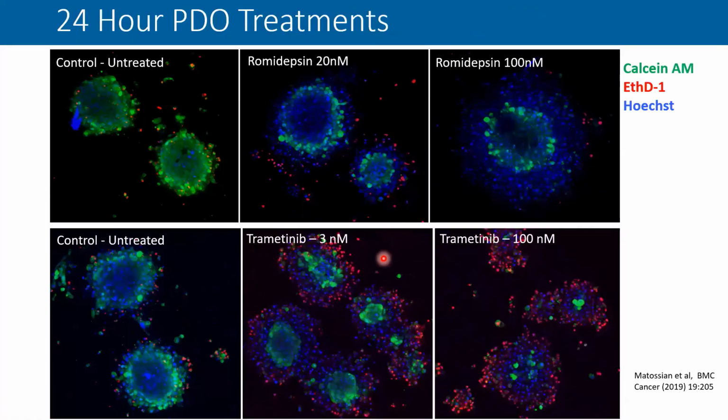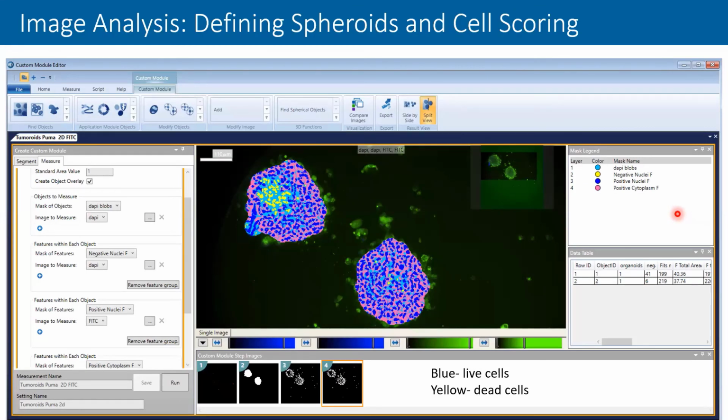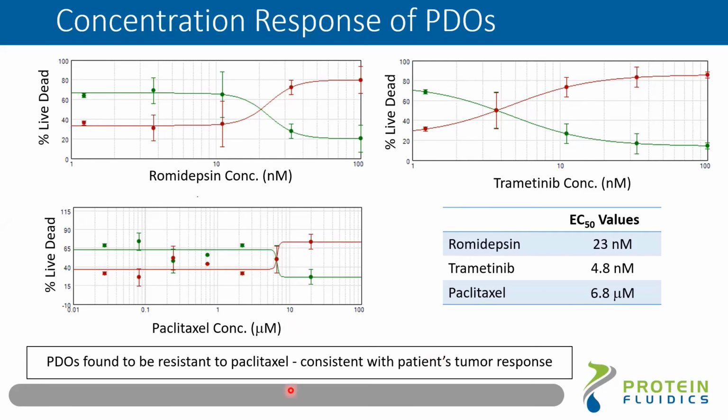In this case, we're showing treatment of tumoroids with different compounds. The top one is romidepsin, the bottom one is trametinib. With increasing compound, you get the expected killing of the cells and disintegration of your organoids, in this case using viability staining. So to analyze the spheroids, we use MetaXpress software here using the custom module editor, where you can isolate the individual organoids and then inside there do a cell-by-cell analysis. In this case, identifying live cells by calcein AM, shown in blue, and dead cells by ethidium homodimer, shown in yellow. With that analysis, you can get nice concentration response curves, and here for the 4 different compounds we treated them with.